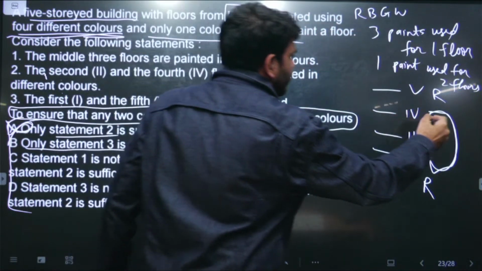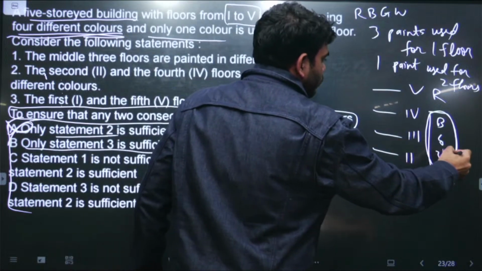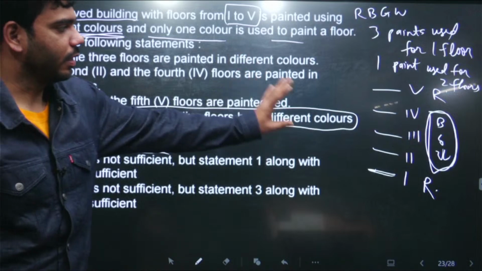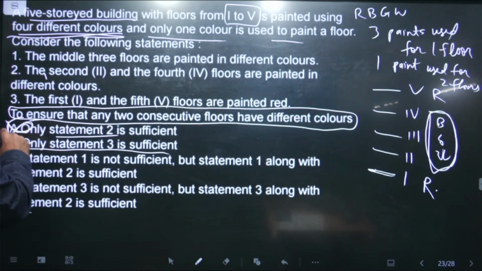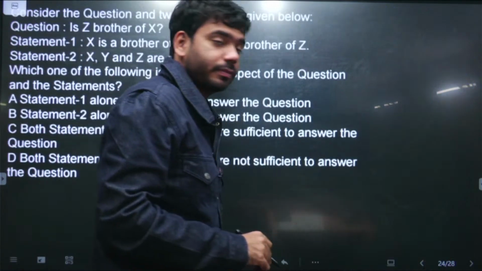अब इसमें बोल सकते हैं ये blue, green, white, blue, green इस तरह के orders में जाएगा, and there is no way कि these are the 2 reds and these are getting connected. वो तो हमने fix ही कर दिया. First or 5th floor will be painted red. So third statement is sufficient enough to answer the question. So option number B is correct over here, right?